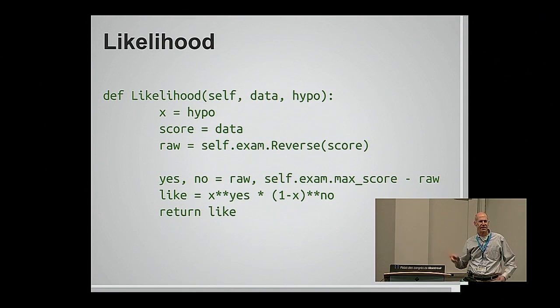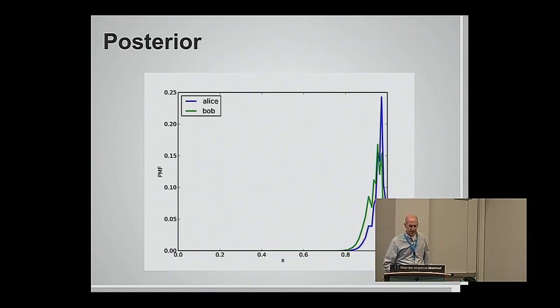Does the likelihood function make sense? This is the same likelihood function we were just looking at in euro2.py. Good? All right. And there is what the posterior distributions look like.